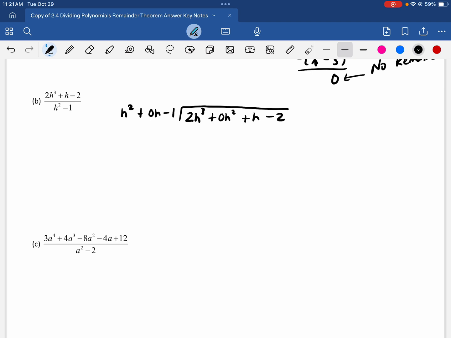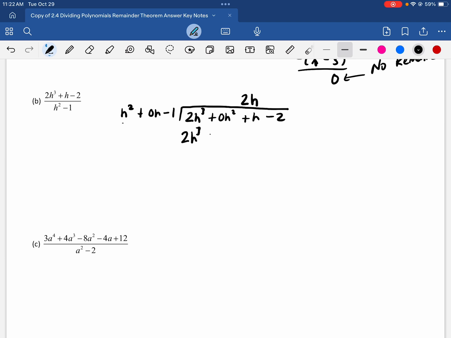We start out over here with the h squared. We ask ourselves, what can I multiply by h squared that gives me 2h cubed? Well, definitely a 2. And I had 2 h's, but I need 3, so that tells me I need another h. So 2h is what I'm going to multiply by. So 2h times h squared is 2h cubed.